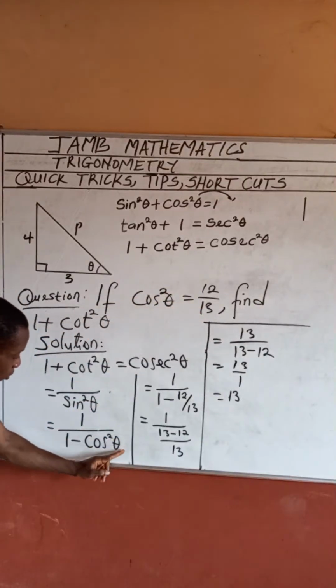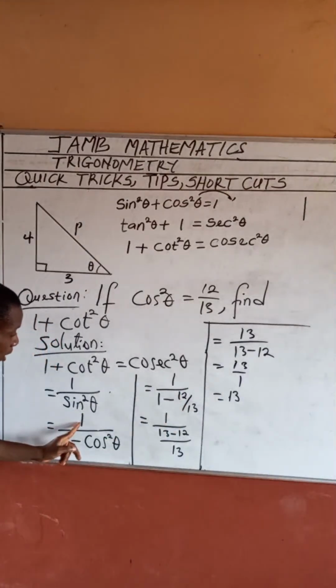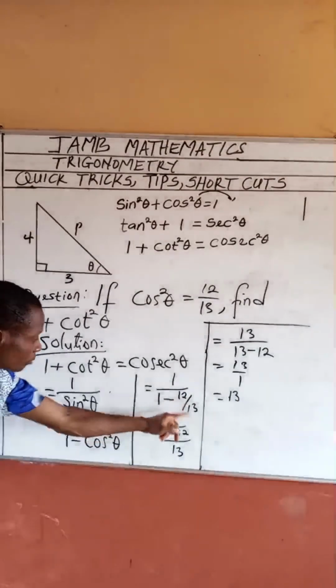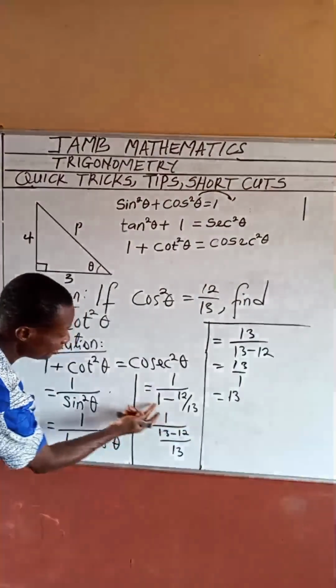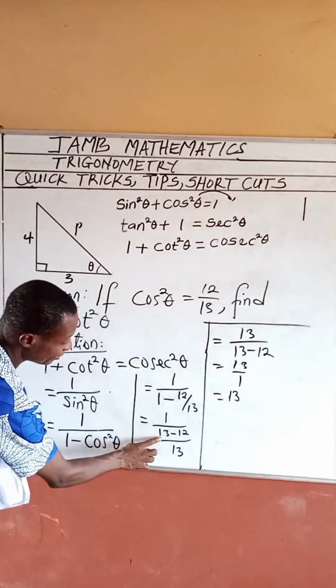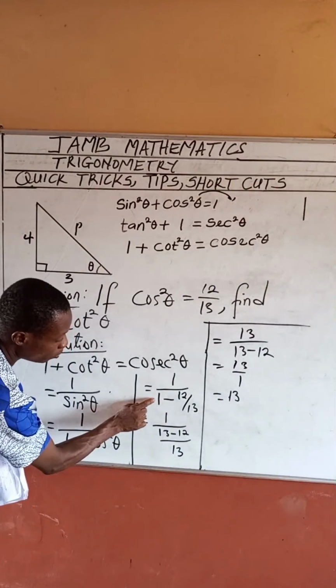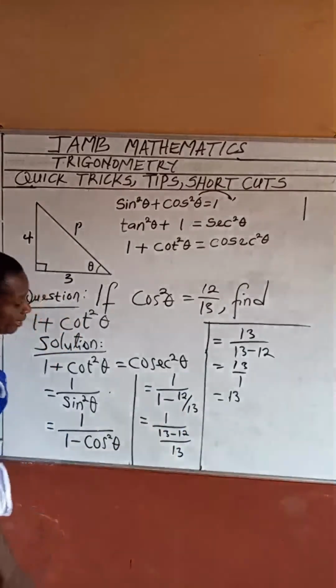Now we already have our cos squared theta, which is 12 over 13. So in place of cos squared theta here, put 12 over 13. So this is 1 minus 12 over 13. From here, the rest is now arithmetic. 13 times 1 is 13. Don't forget the 1 is here already. So 13 minus, the denominator 1 is 13.